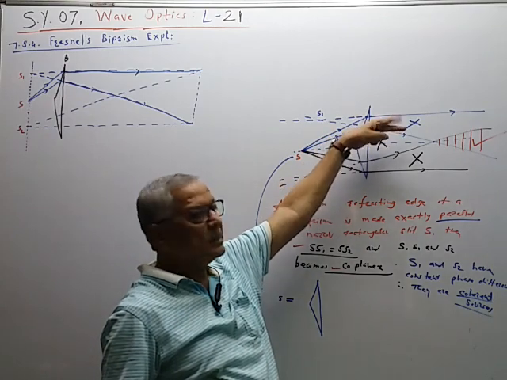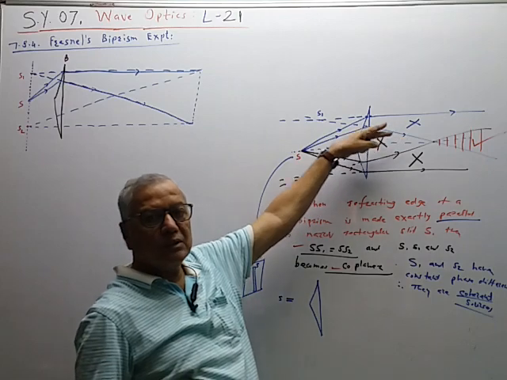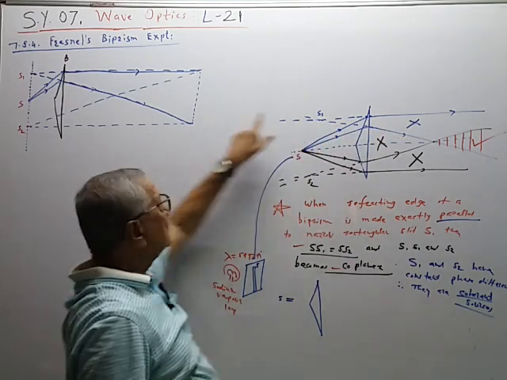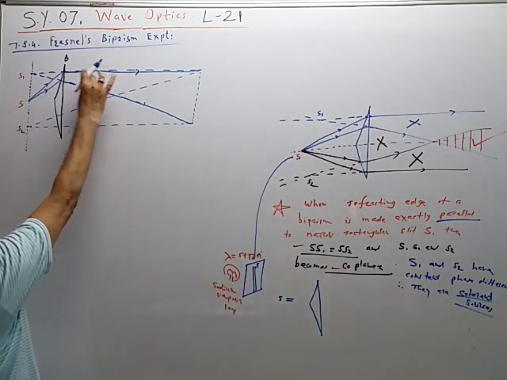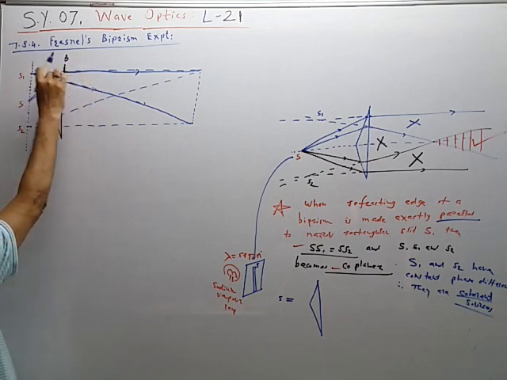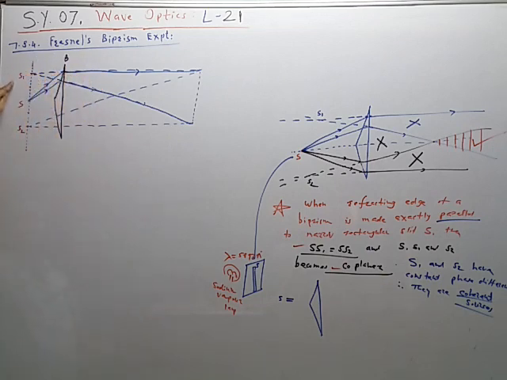These two emergent rays diverge from each other. If they are produced in the backward direction, they will produce the virtual image S1. So when these two rays are produced in the backward direction, we get S1, one virtual image of the slit S formed by the biprism.